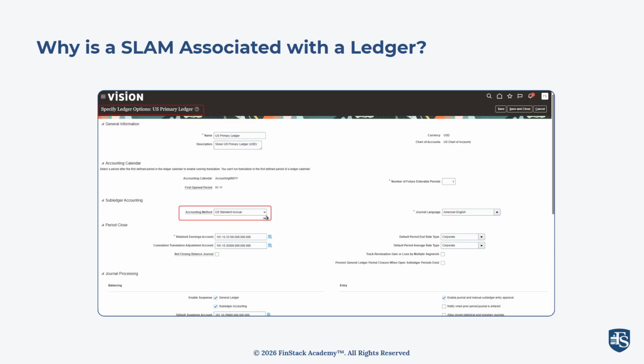Many organizations operate across multiple countries. For example, they may maintain separate ledgers for the United States, India, Germany, or the United Kingdom. Although the business transaction may be exactly the same, the accounting treatment can be completely different. One ledger may follow US GAAP, another may follow IFRS, another may need to comply with local statutory accounting requirements. By associating a separate accounting method with each ledger, Oracle allows every ledger to have its own accounting rules. The business transaction remains the same, but the accounting treatment can vary based on the requirements of that ledger.